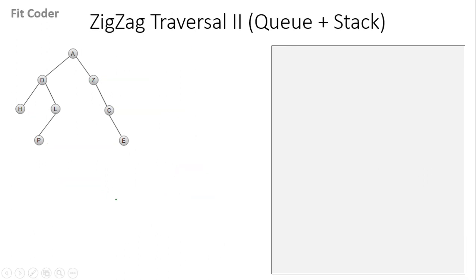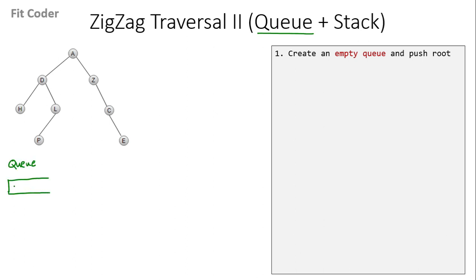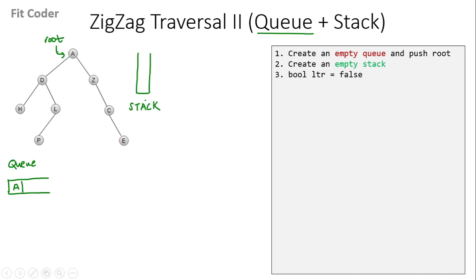When we discussed level order traversal, we discussed 2 approaches. The first one was recursion and the second one was using a queue. This zigzag level order traversal can also be done using a queue with the help of an additional stack. Let's see how this works. The first step is we need to create an empty queue and we push the root node. Then we create an empty stack. We keep a variable LTR which we initialize with false.